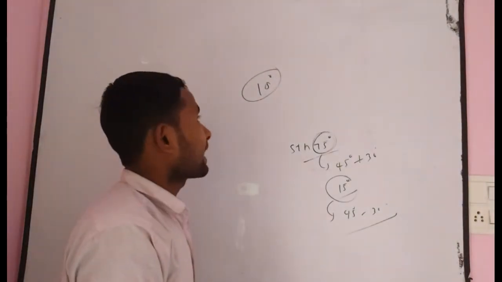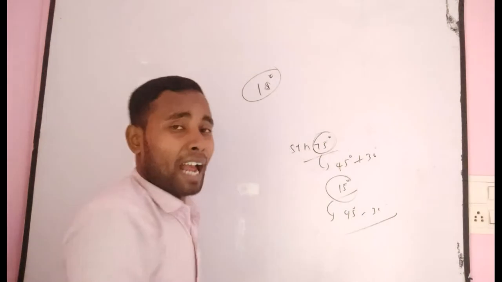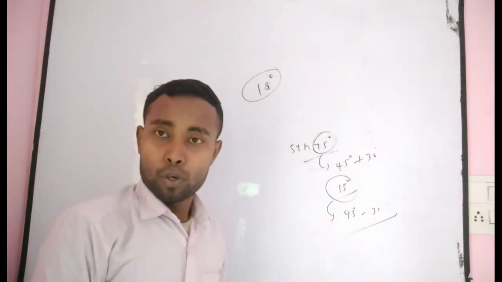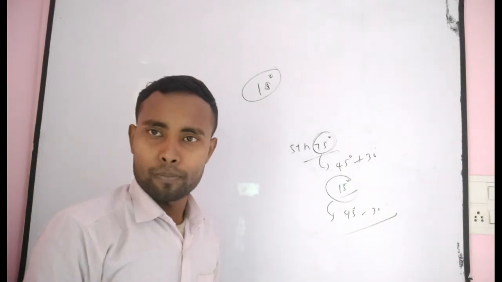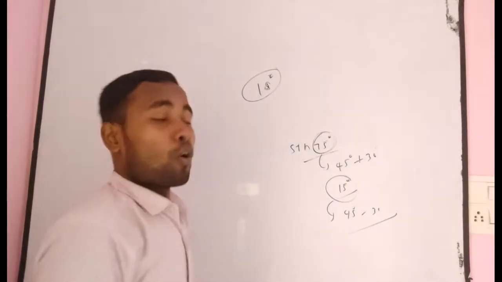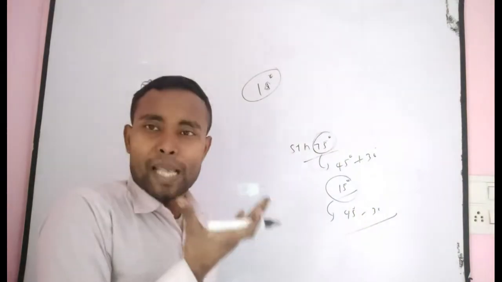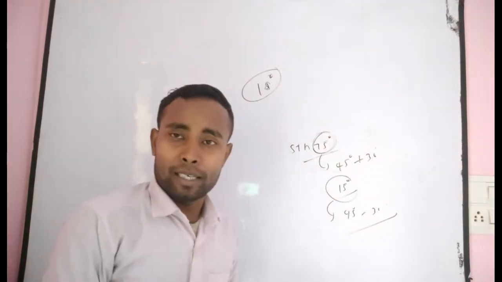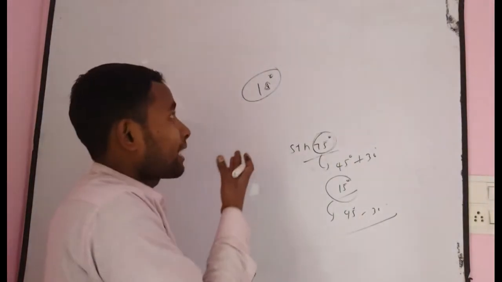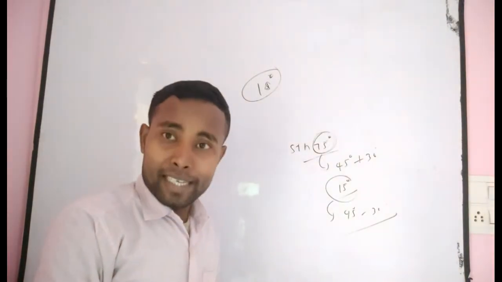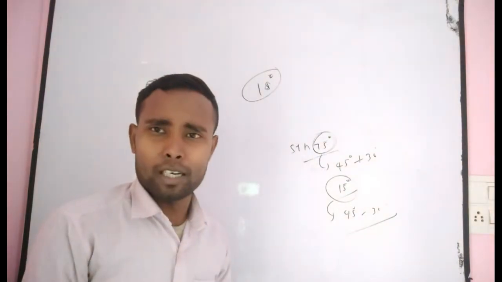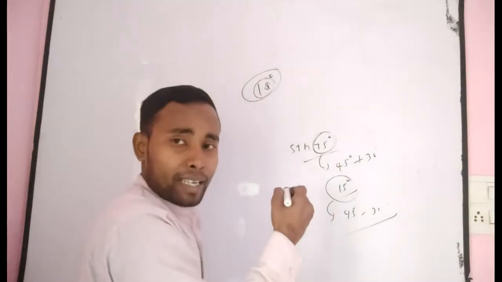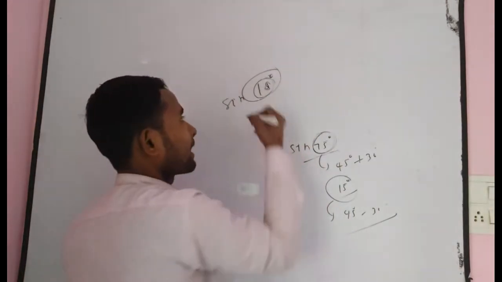18 degree can't be expressed as a sum of two angles whose values are known. In that case, we take another concept by which we find the value of sin 18 degree, cos 18 degree, and tan 18 degree. If you know the value of 18 degree, you can easily also find 36 degree and 72 degree. Suppose that you know sin 18 degree.